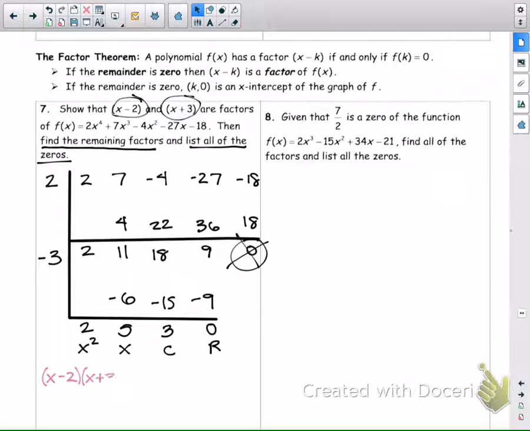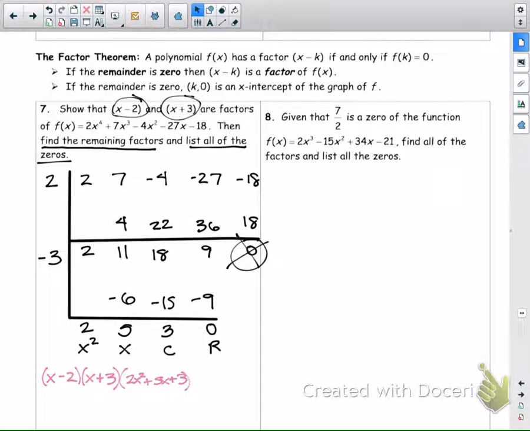X plus 3. That was the second factor they gave us. What did we have left when we divided both of those out? 2x squared plus 5x plus 3. So far, that is my factored form. If that's as far as I can go, great. If it's not, I need to continue factoring.